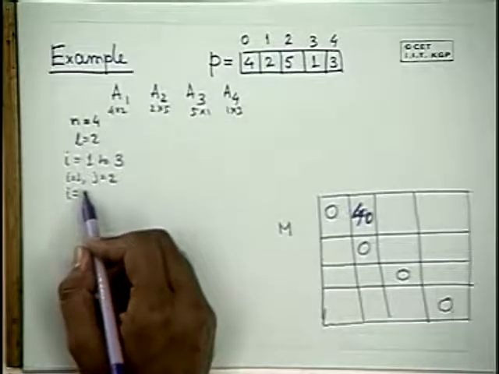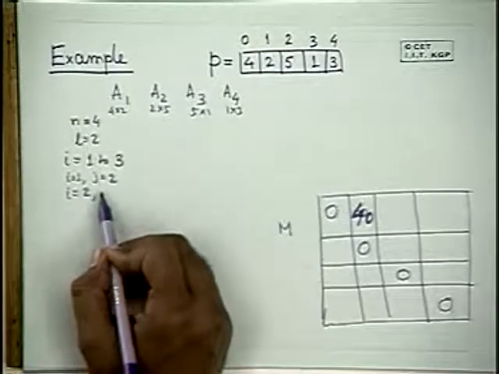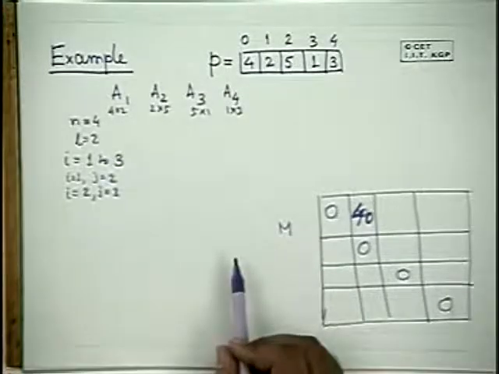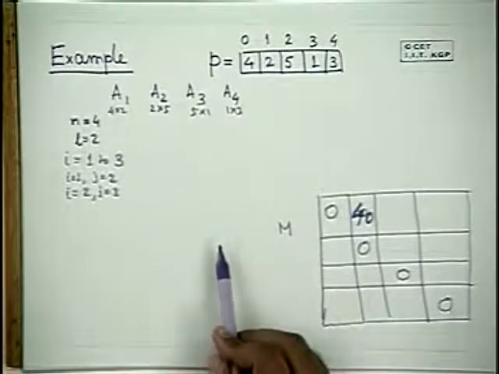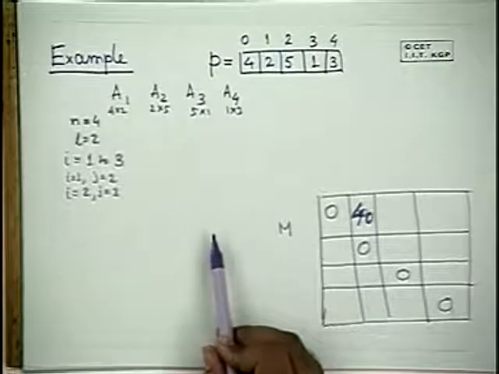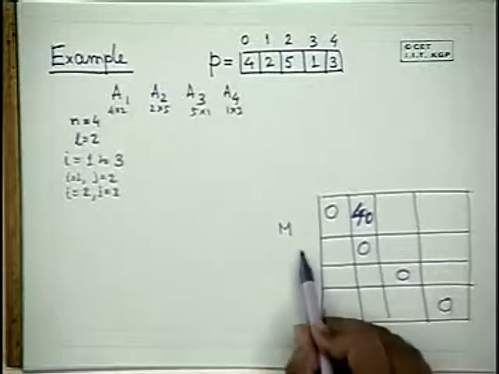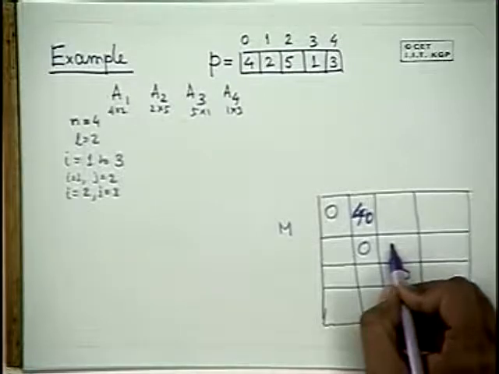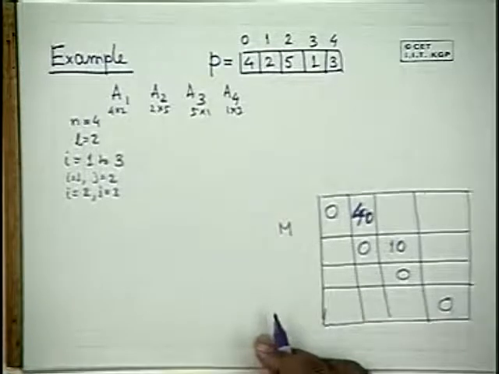Then the k loop is done, and I becomes 2 and j becomes 3. So if you go over the k loop again, you will see it's now trying to multiply the matrices A2 and A3. So how much will that be? It will be 10, and this will be 10 now. That's what the k loop will do.